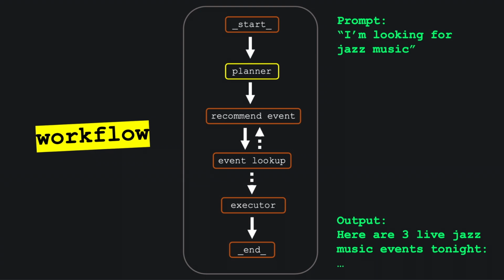First, starting with the planner node, the agent interprets the user's preferences and forms an actionable plan designed specifically around the user's musical tastes. Next, the Recommend Music Event node takes this plan and identifies 3 potential live music events. The Event Lookup node then verifies each recommended event by gathering key details such as venue location, time, and ticket availability. If any event lacks sufficient details, the agent loops back to the Recommend Music Event node and then excludes problematic events. Finally, the executor node compiles the verified information into concise, ready-to-use final suggestions for the user.